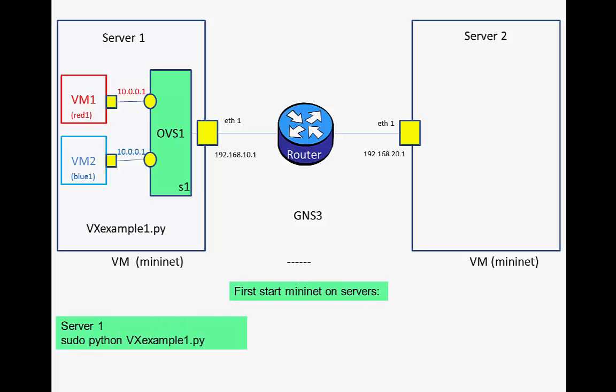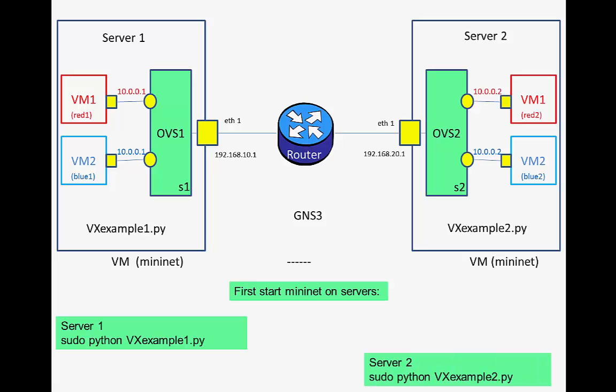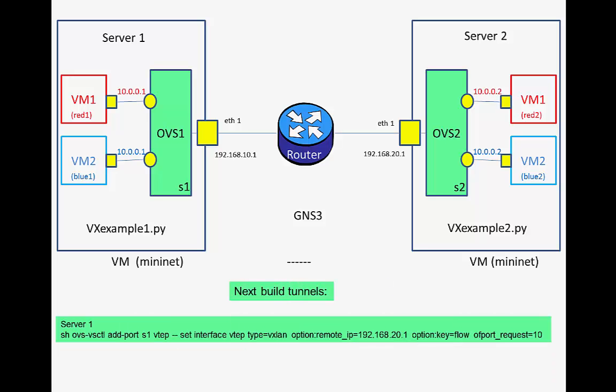So we'll start the Mininet server, starting with server 1 using sudo python VXExample1.py, and we'll do pretty much the same on server 2, except of course it's example 2 at that end. That establishes an OVS switch and 2 virtual machines.